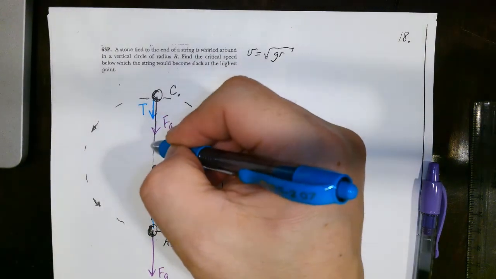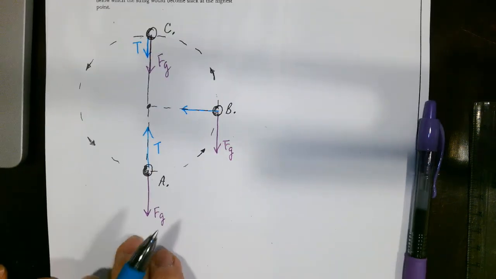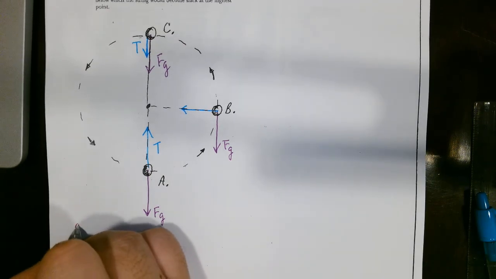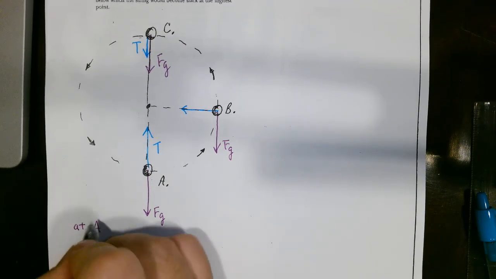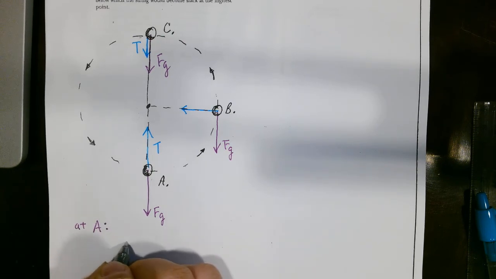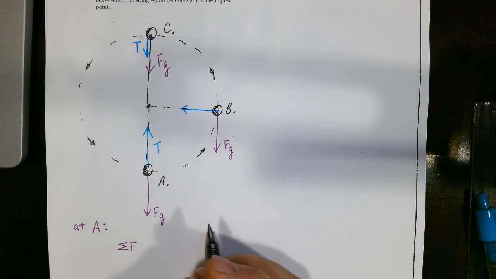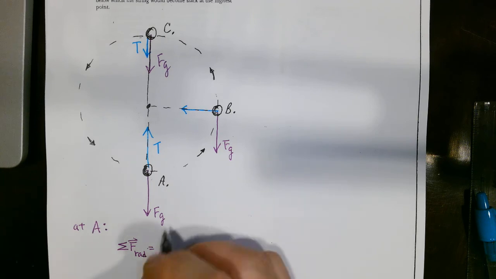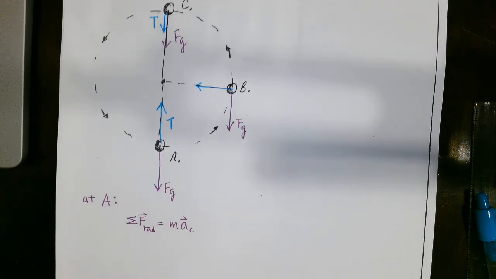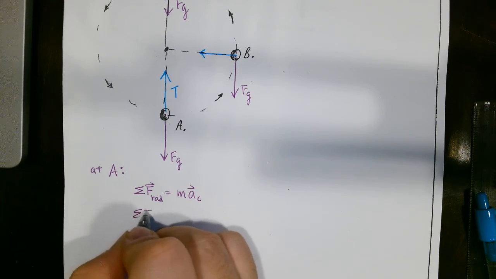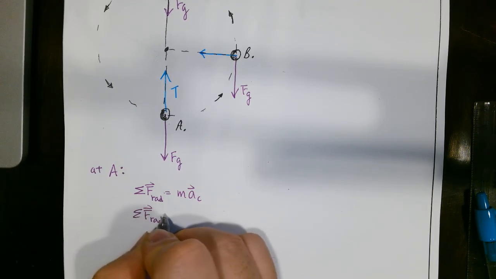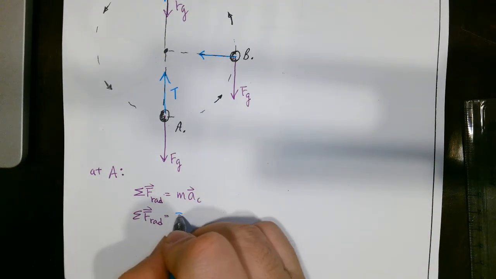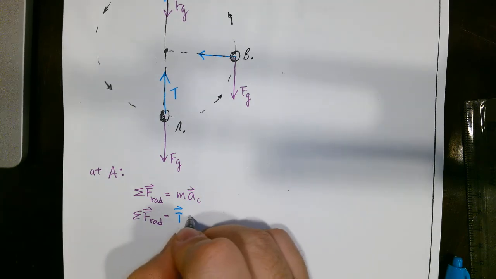Now, I could make this tension longer, I guess, but here, if I were to look at this part right here, at A, okay, at A, the sum of all forces in the radial direction is equal to m a c. Sum of all forces in the radial direction is equal to, I have tension and I have Fg.